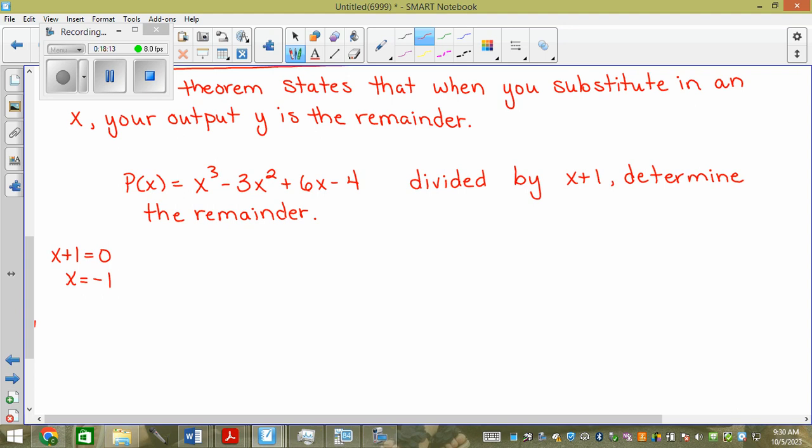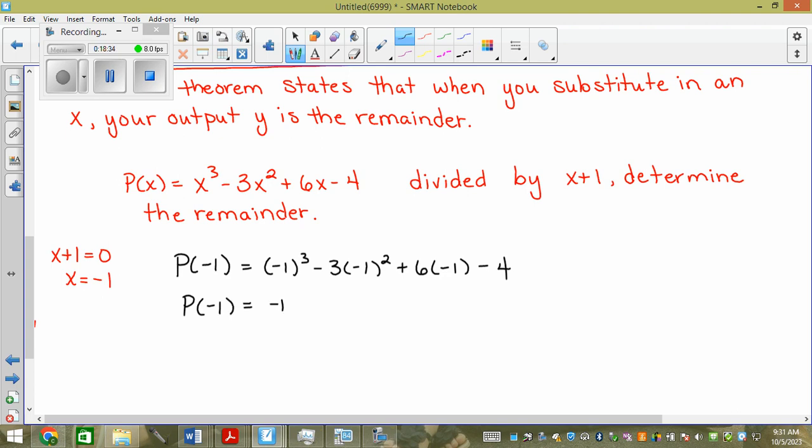So I could go p of -1 equals -1 cubed minus 3 times -1 squared plus 6 times -1 minus 4. So p of -1 equals -1 cubed is -1. -1 squared is +1 times 3 is -3. 6 times -1 is -6 minus 4. And I get p of -1 equals -14.